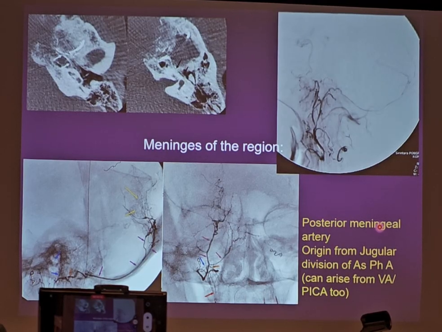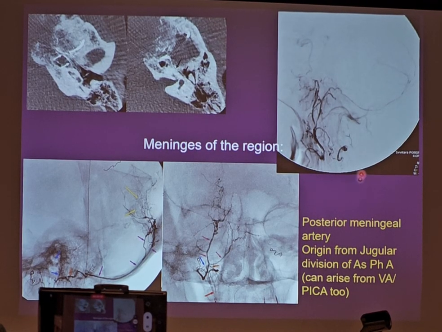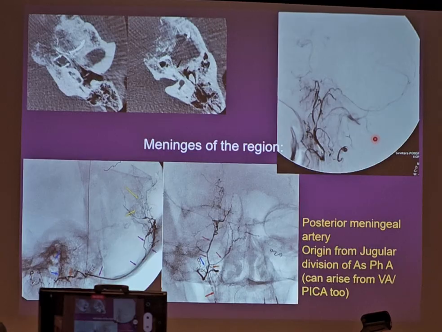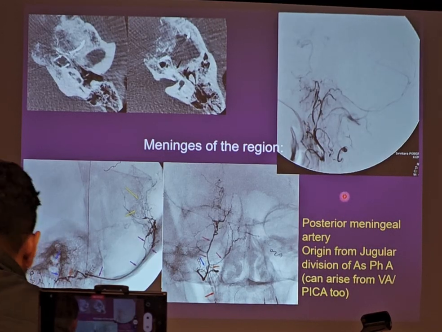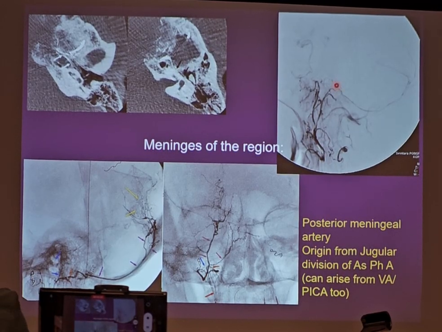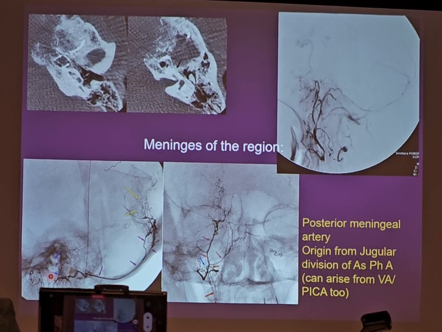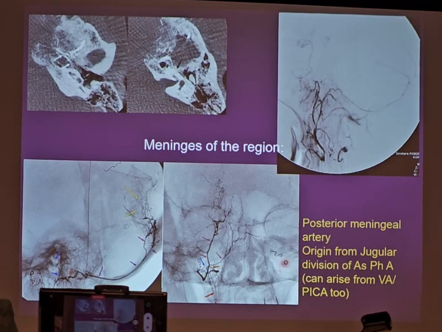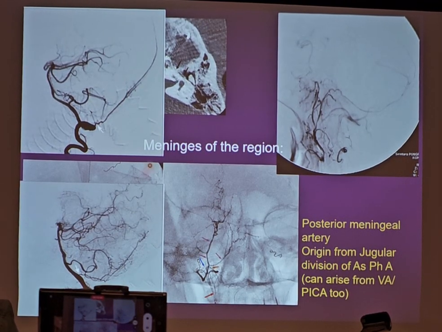It also contributes to the meningeal supply of the region. The posterior meningeal artery can come from the jugular division of the ascending pharyngeal, and it has a very typical straight course along the dura. And in the AP view, it is quite unique to see the straight oblique artery over there. And as you know, it can also come from the vertebral artery or the PICA, also for the meningeal branch.